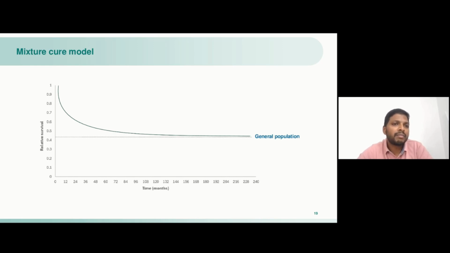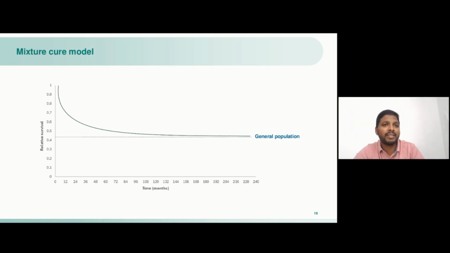Mixture cure models assume that a population consists of two or more different subgroups, and in this example you can see that the survival is no longer declining to zero, and after some point in time the hazard equals the hazard of the general population. That means the population contains more than one subgroup, and one subgroup's survival is equal to that of the general population. That subgroup can be called the cure fraction or cure subgroup, and the other subgroup is called the non-cure subgroup.